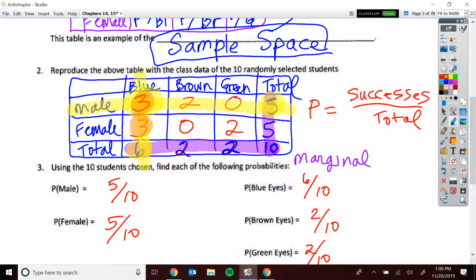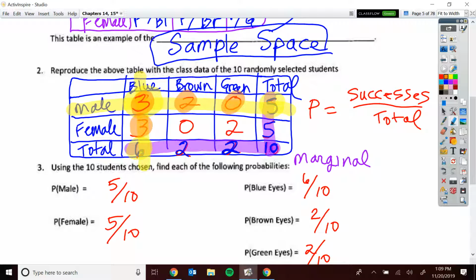This plus this plus this plus this. Those orange circles are 3 plus 3 plus 2 plus 0 for a total of 8. So you can either add up those individual ones, or you have to use that other little fancy formula thing, which we'll get into later. Okay, how about the next one?